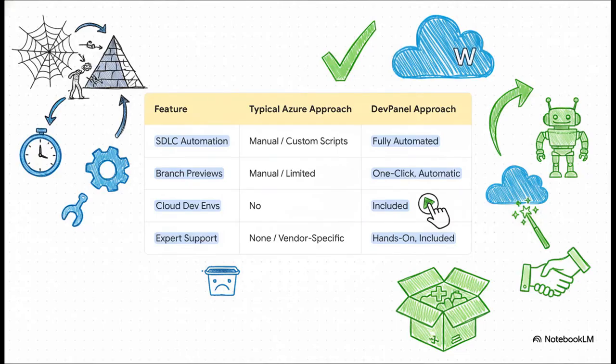Okay, this chart right here, this is everything. Just look at the difference, it's night and day. On the typical Azure path, you're doing manual scripts for your development workflows. With DevPanel, it's fully automated. What about getting a preview environment for a new feature? On Azure, it's a manual, limited process. With DevPanel, it's literally one click, and it's automatic. And things like cloud dev environments or actual hands-on expert support, they're not even on the menu with the native Azure approach, but here, they're just included. It's a total game changer.